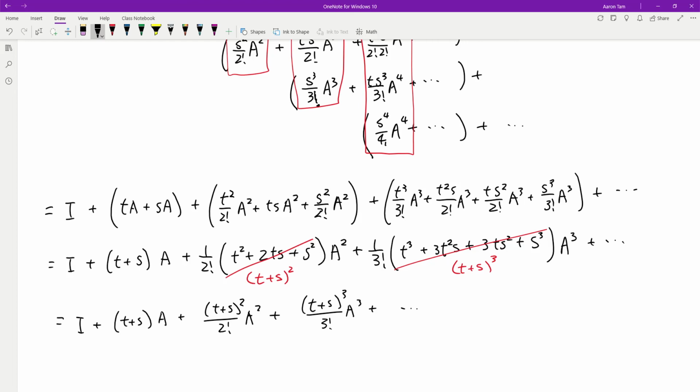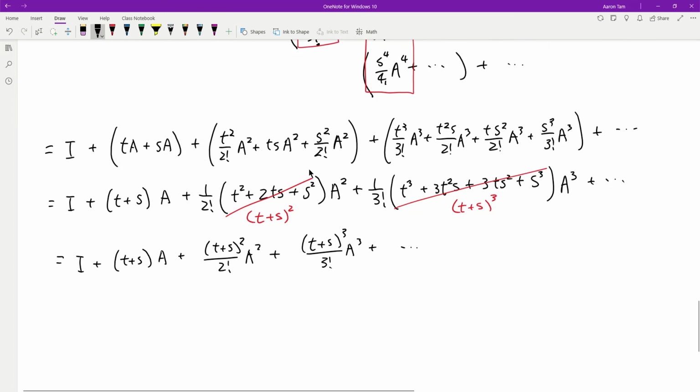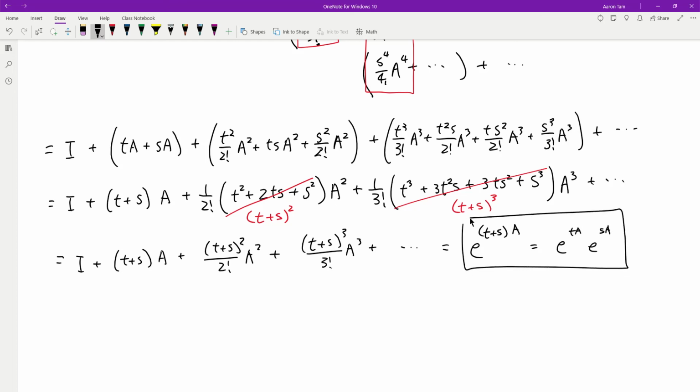And that is basically the summation that we define e to the tA with, except that we replace t or s, depending on which one you look at, with t plus s. So therefore, this would actually sum up to be this right here, which is equal to e to the tA times e to the sA, as what we required to prove. So that's actually very neat, how all these things actually work out perfectly.